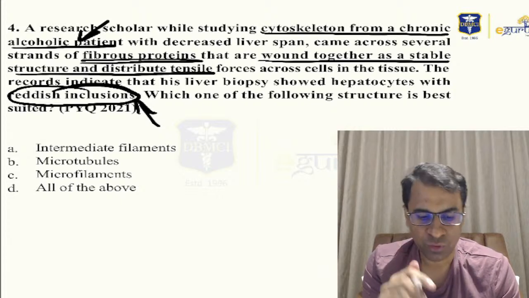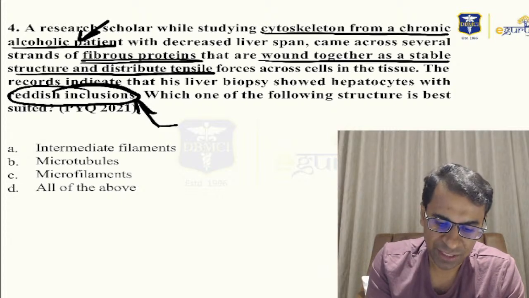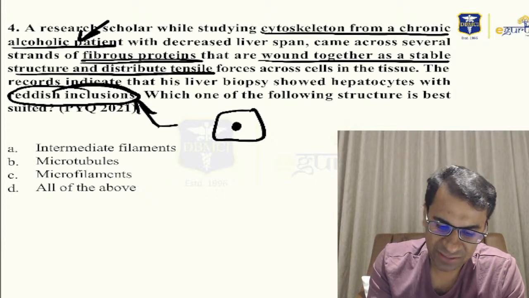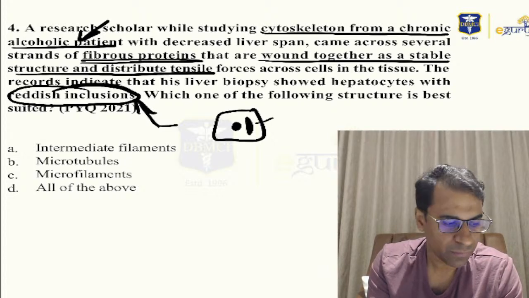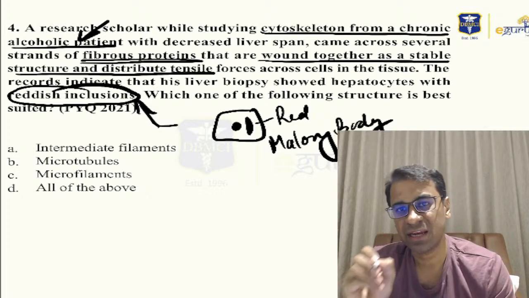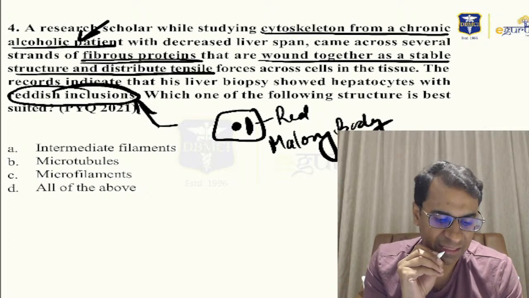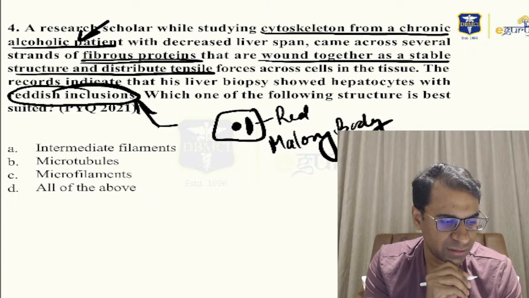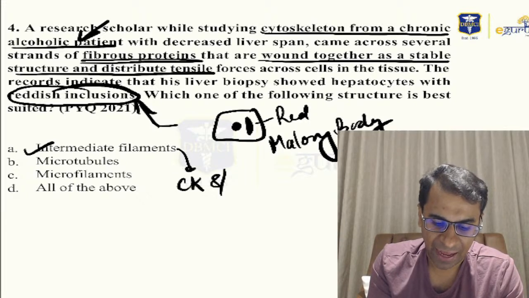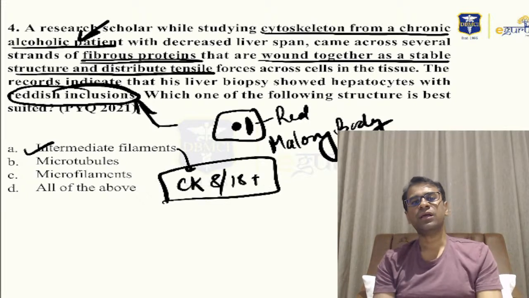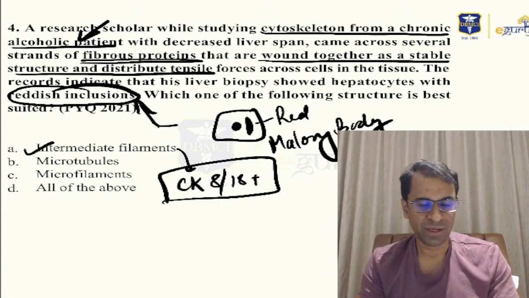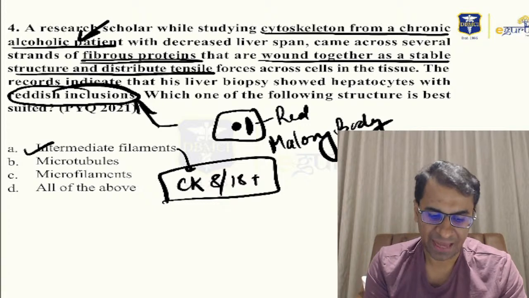Suppose there's a hepatocyte, there's a nucleus, and there's a red inclusion inside it. So what will the red inclusion be? Yes, it will be Mallory bodies. Very good. The Mallory bodies are often seen in alcoholic steatohepatitis, and the best marker for this is intermediate filaments, and this can be stained by cytokeratin 8 and 18 positivity.